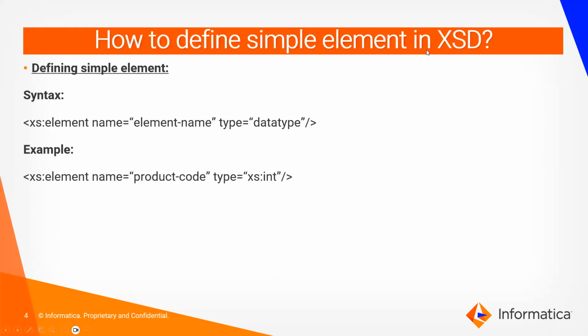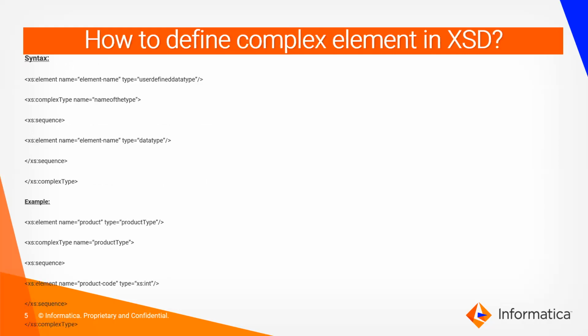Now, how to define a simple element in an XSD file? This is the syntax: xs:element, and as I told, there are some predefined names. So this is a predefined name, and name equals the element name. You can provide any element name, whatever you need, and type equals the data type. For example, this is a product code that you are going to define. A simple element, as I told in the previous video, is an element that has data directly. But if an element has another element inside it, then it is a complex element.